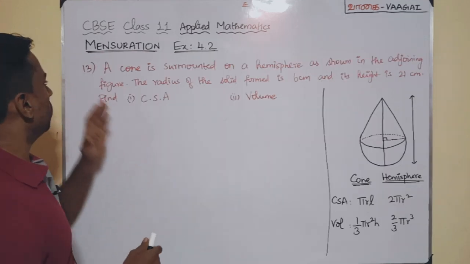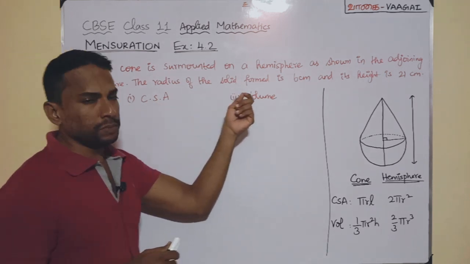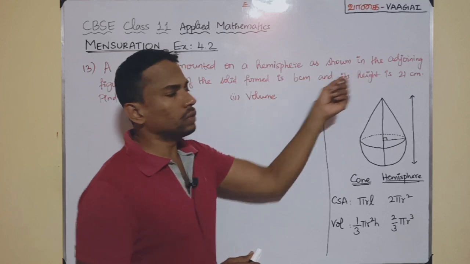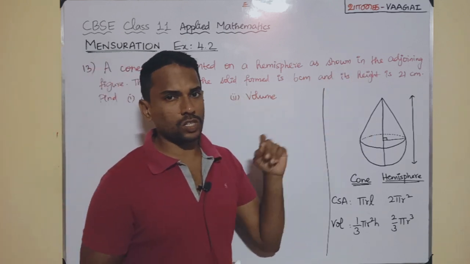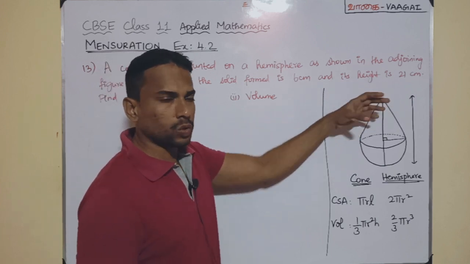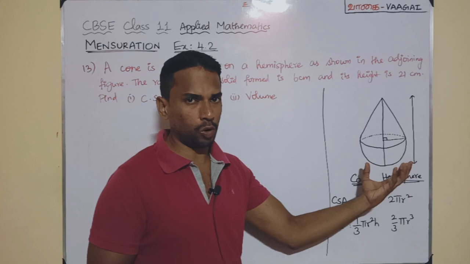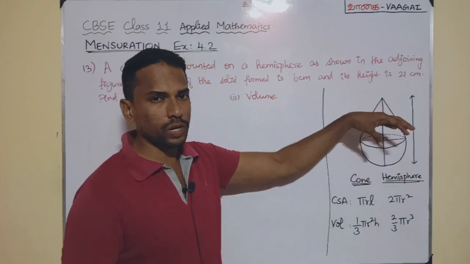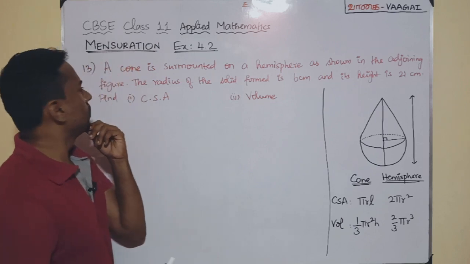Next we have question number 13 with us. A cone is surmounted on a hemisphere as shown in the adjoining figure here. So now you can see the structure. There is a cone. It is going to be mounted on a hemisphere. So you have a hemisphere shape at the bottom, and over which you have a cone. Okay. So this is the structure.